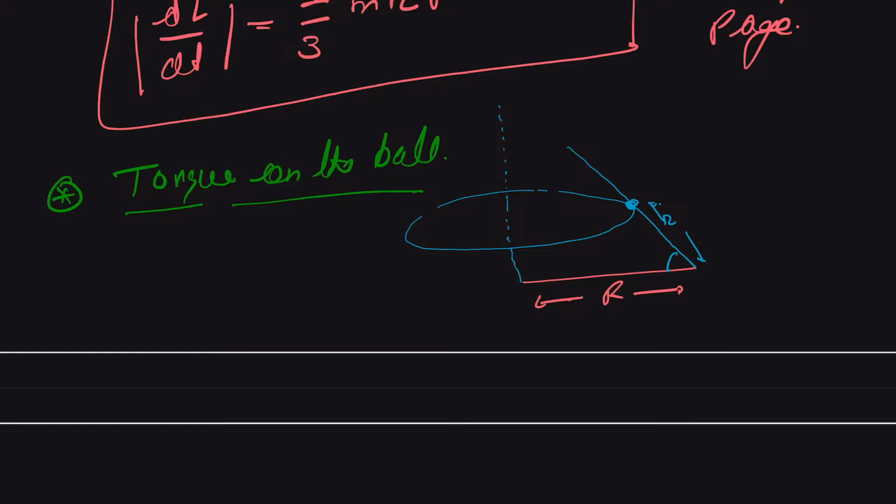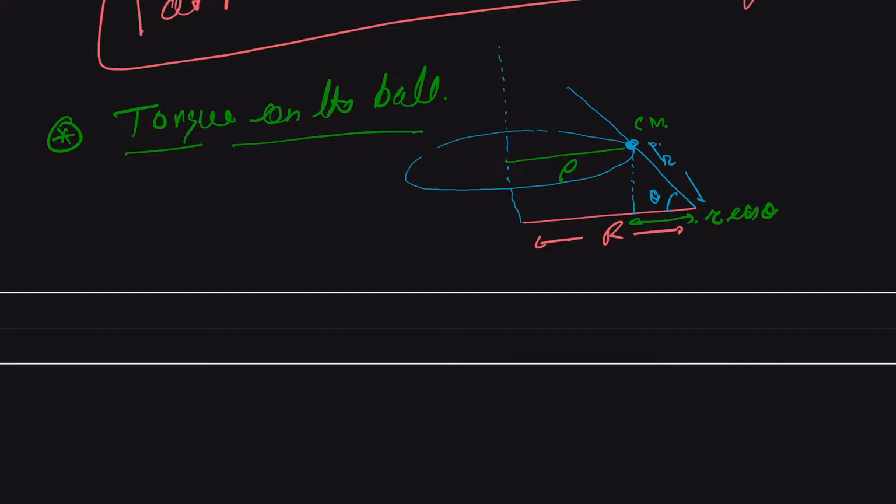We are given this upper angle theta. Therefore, you can say that this part will be our r cos of theta. And the radius of this circle, that is our center of mass, let us call this as our rho. Rho we can calculate. Rho will be equal to capital R minus r cos of theta. We will calculate it later on. Along with this, we are going to have a force, we can say mg, that will be acting in downward direction.